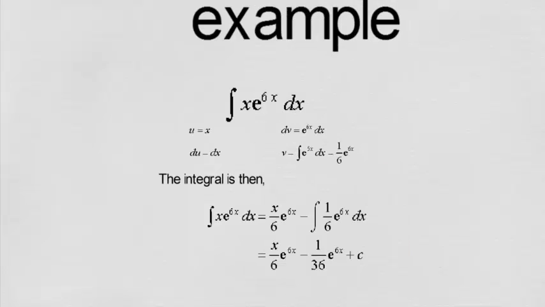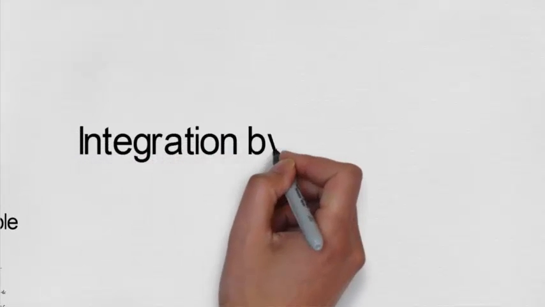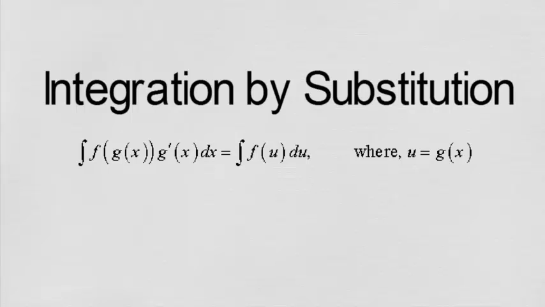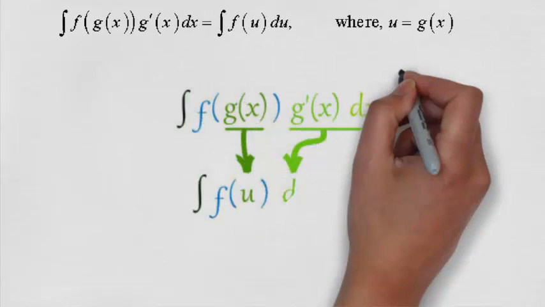Integration by substitution, also called u substitution, is a method to find an integral, but only when it can be set up in special ways.